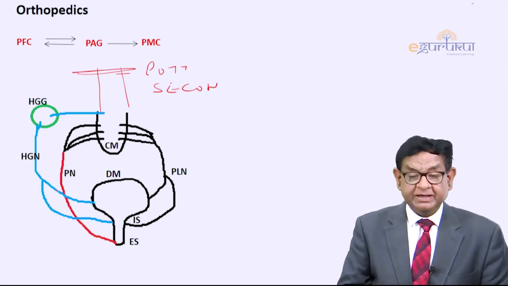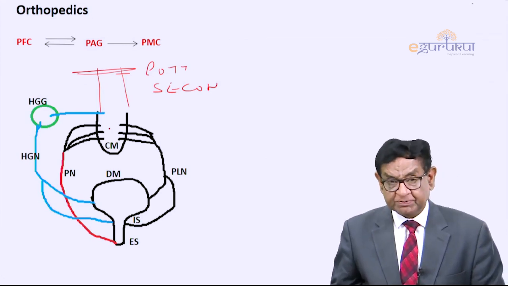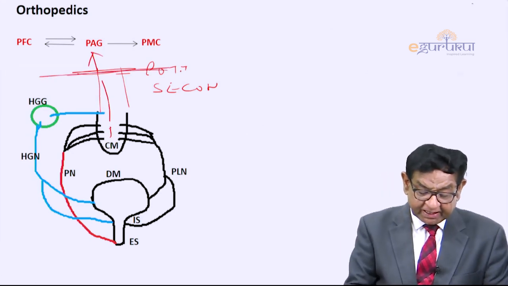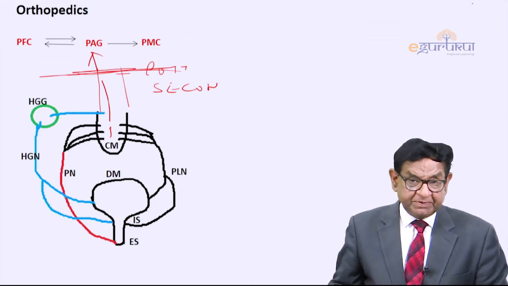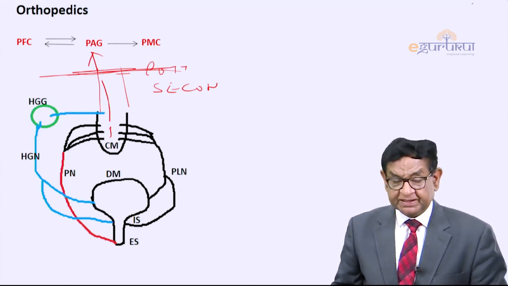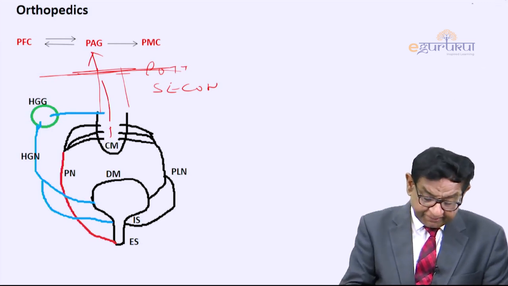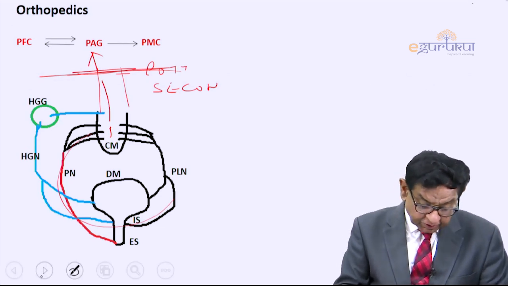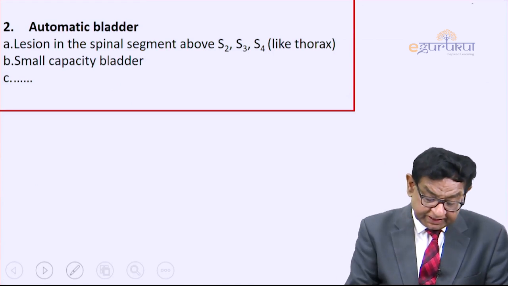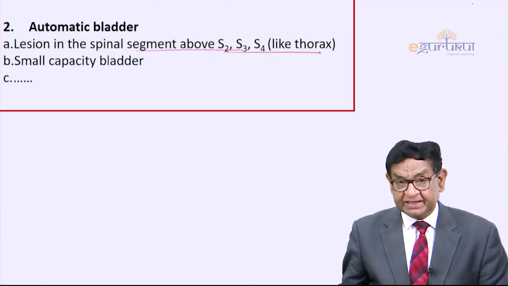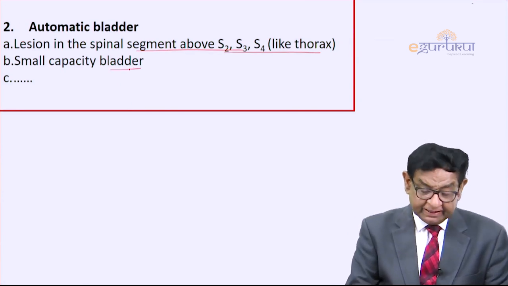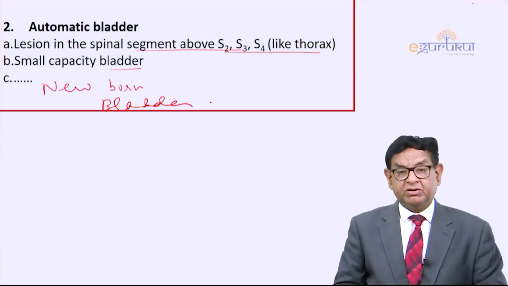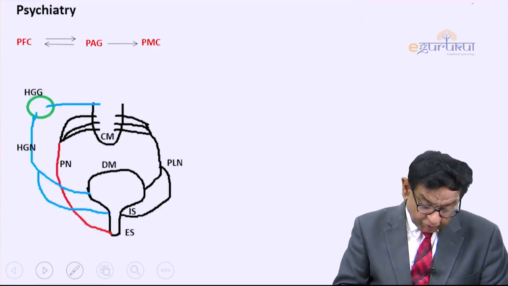Now urine bladder gets filled up, message comes to the lower end of spinal cord. Now this wants to give the message to PAG. But as the spinal cord has been disrupted at the thorax level, the message cannot go to PAG. Now in that scenario, bladder gets filled up and it automatically gets evacuated. So this is known as automatic bladder. So lesion at the spinal cord above S2, 3, 4, like lesion at thorax, small capacity bladder, and it means the bladder starts behaving like a newborn bladder. This is automatic bladder.